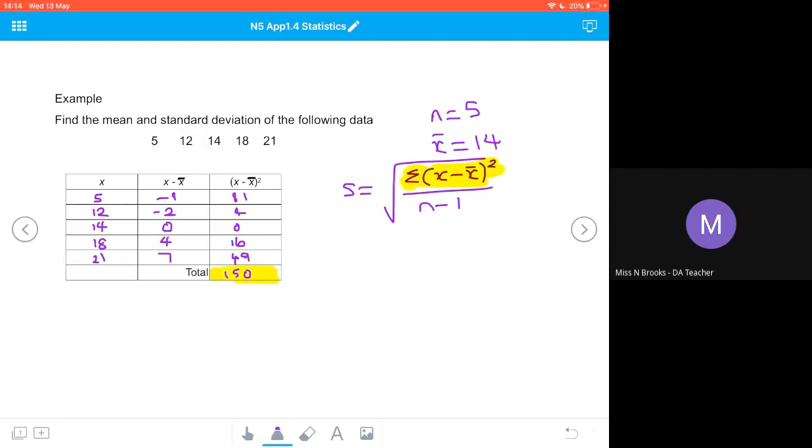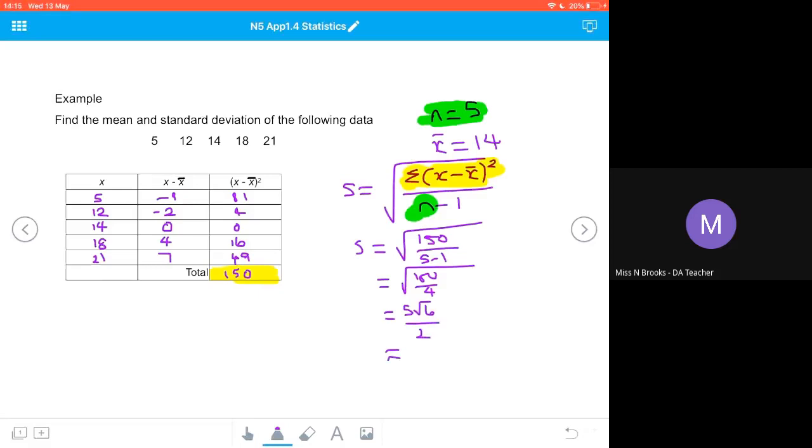Then we already have our n value to substitute into our denominator. So now we can substitute everything into our formula. So we're going to get s equals the square root of 150 over 5 take away 1. And that gives us 150 over 4. And simplified, that would give us 5 root 6 over 2. But we're going to round that. So our calculator will give us 6.12 and some change. And so if we round it to one decimal place, it's going to be a standard deviation of 6.1.